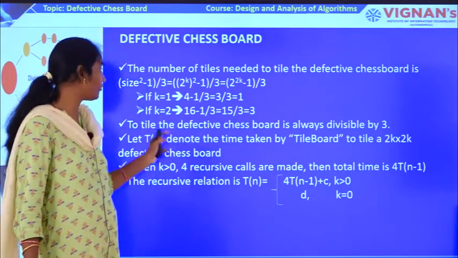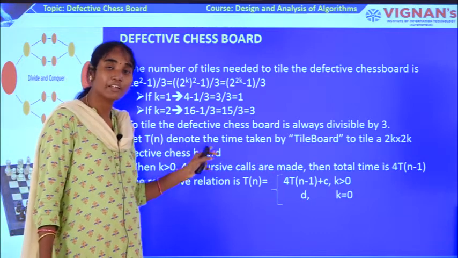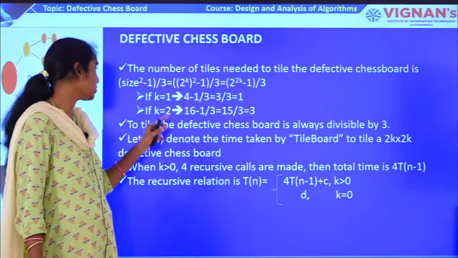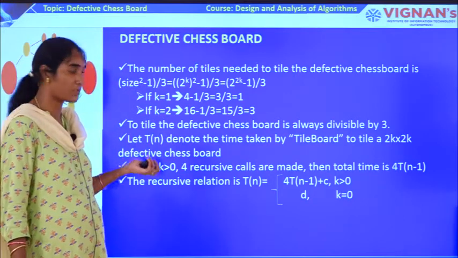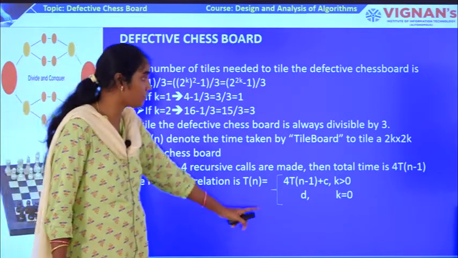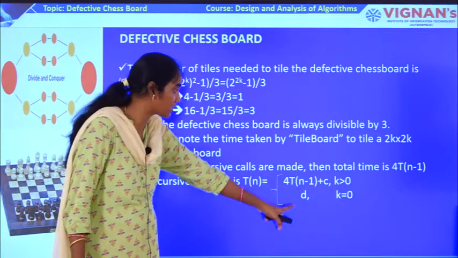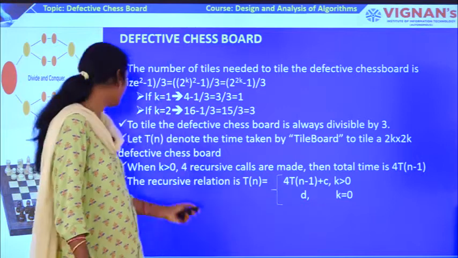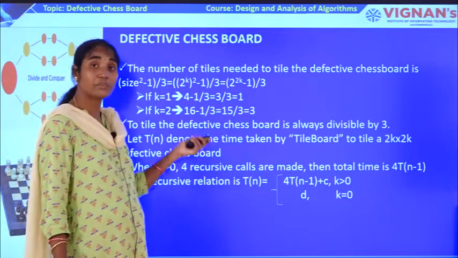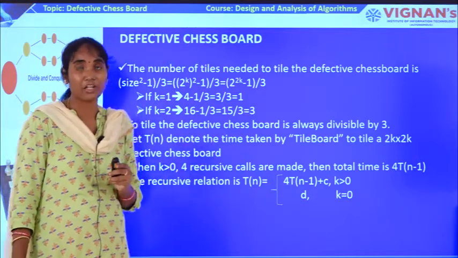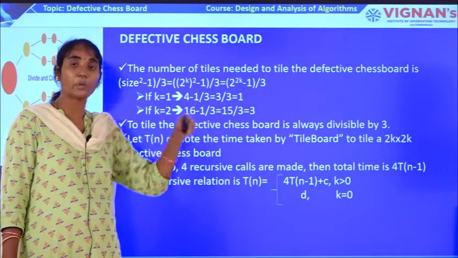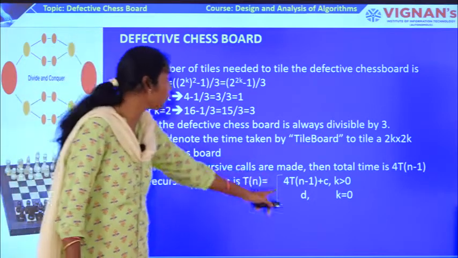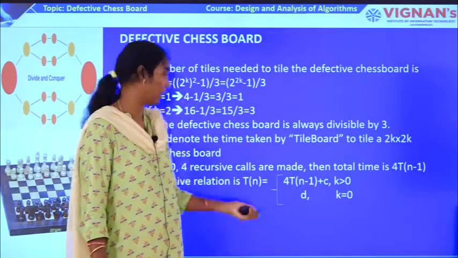So now let T of n denote the time taken by the tile board algorithm to tile a 2^k by 2^k defective chessboard. So now the recurrence relation for this is given as 4T of n minus 1 plus c when k is greater than 0, and which is equal to d when k is equal to 0. Why? Because here 4 times the recursive call is made, because in each and every quadrant we are making a call to the tile board algorithm. That's why it is 4T of n minus 1 plus c.